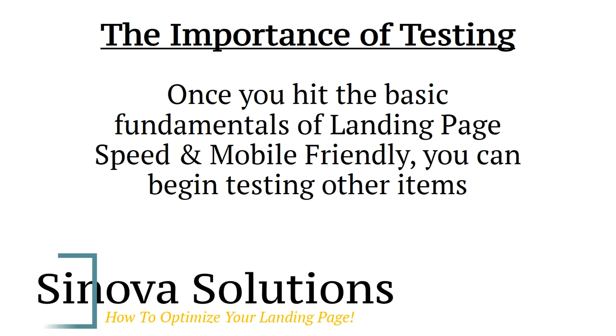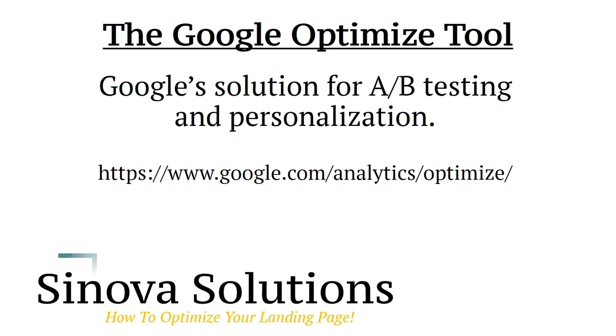Finally, what you're going to want to do, once you get the basics down, is start testing different things. What's the call to action? What color should I use? This and that. Again, Google helps you with that. So they have the Google Optimize tool, and again, you'll see the URL below. And it's Google's solution for A/B testing and personalization.